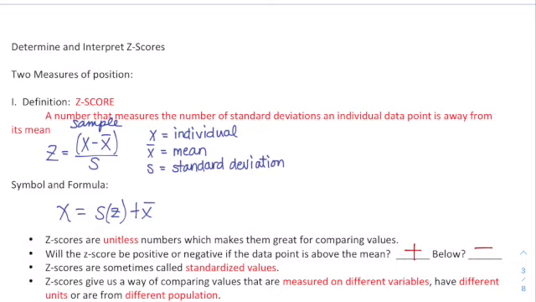Next one, z-scores are sometimes called the standardized value. Next one, z-score gives us a way to compare values that are measured in different variables, different units, or are from different populations. Again, we are only talking about samples here. Z-score can also be used to identify unusual values in a data set. In this case, if they are 4 or 5 standard deviations away, you know that's unusual data, and therefore it's going to be an outlier, because most of our data set falls within 3 standard deviations.